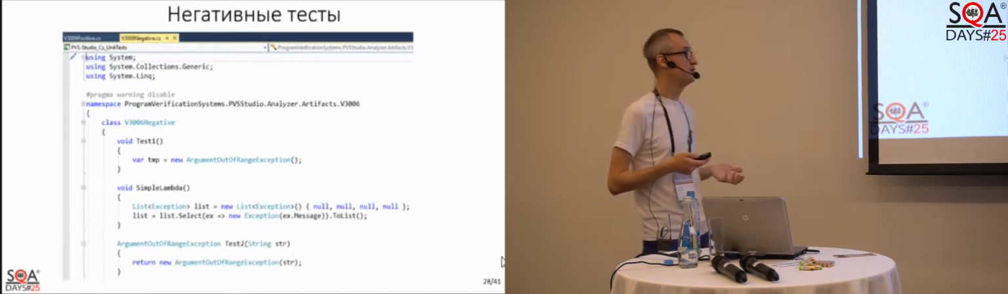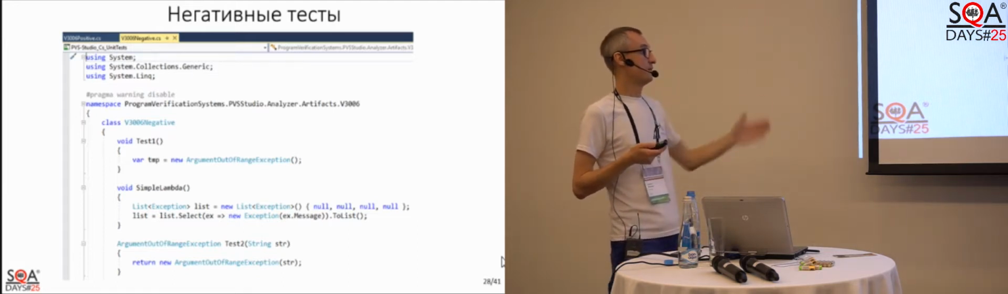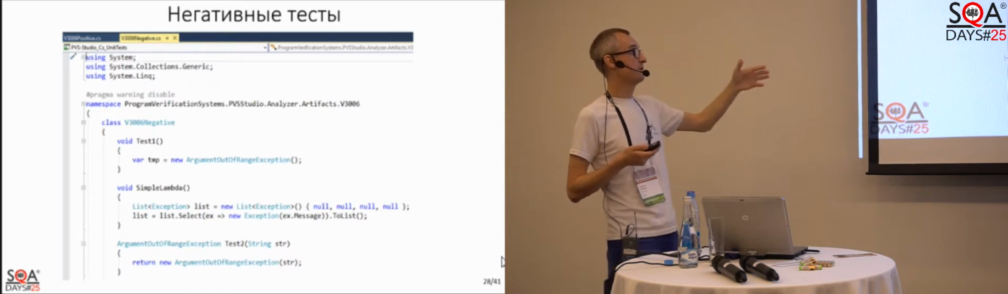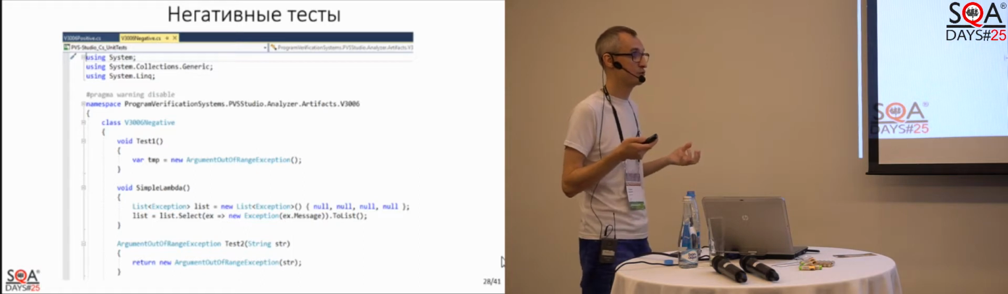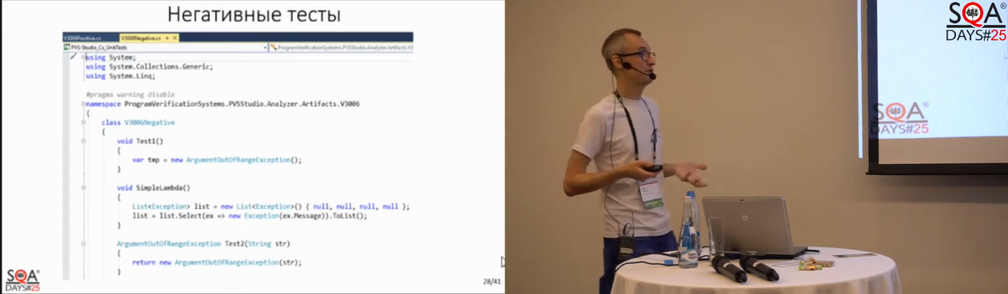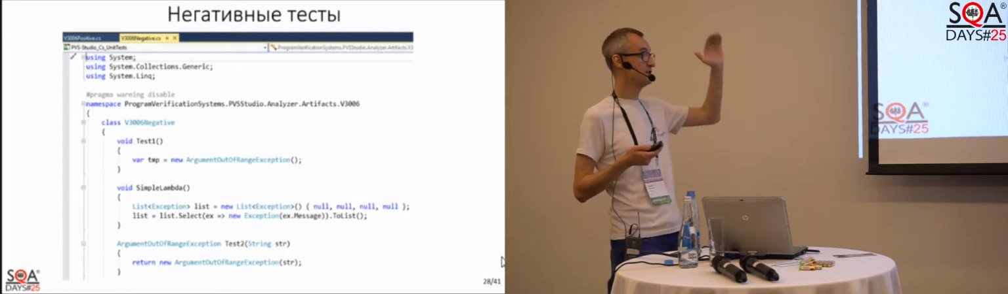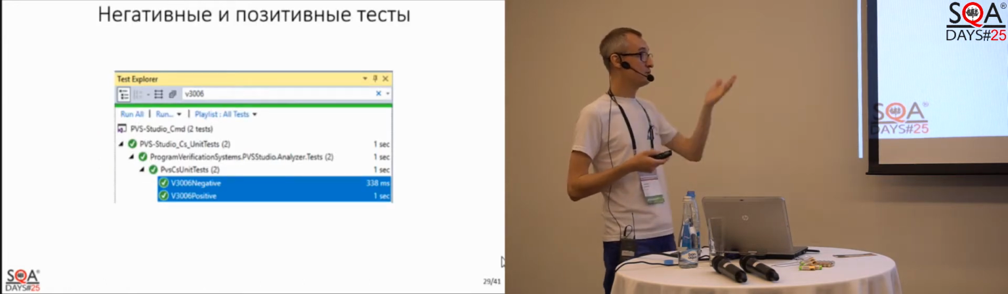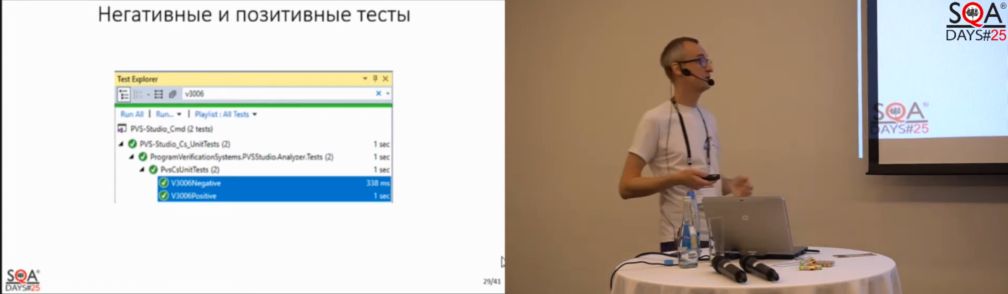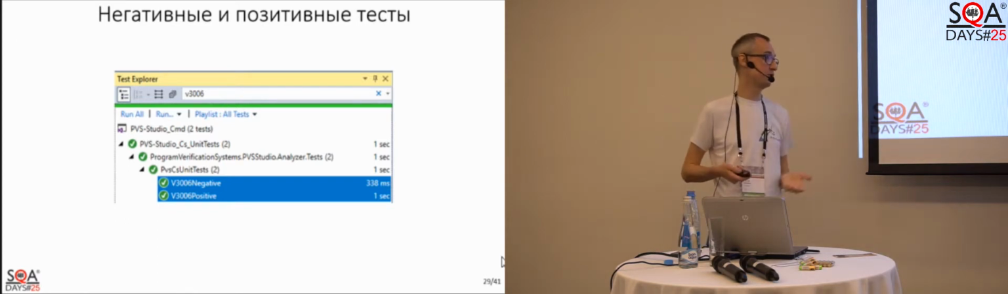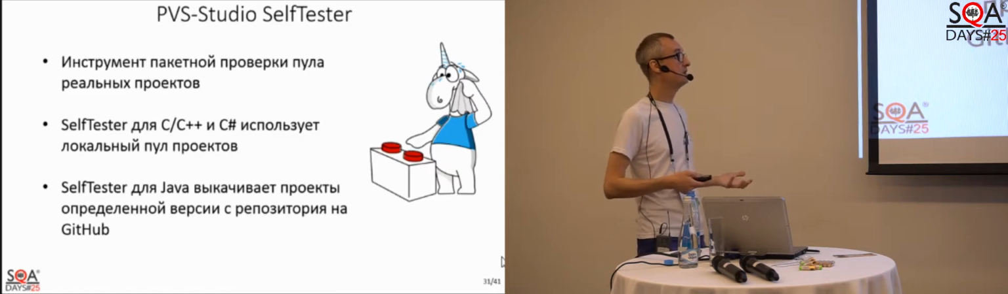That was a positive test, this is a negative test. These constructions are evidently correct. Here are exceptions and variables. Then you create an exception and you take it out of the method. It's not a mistake because the exception was not created in vain. Here, the situation is vice versa. If an analyzer criticizes something, it means the test is not passed, because the analyzer should keep silent. Here you can see the filtration of V3006. Negative and positive tests are passed.